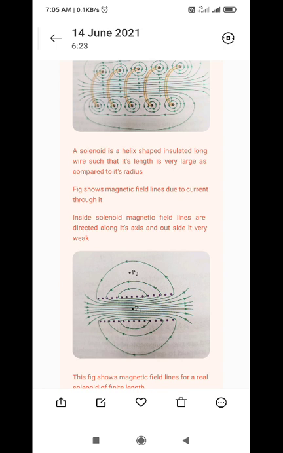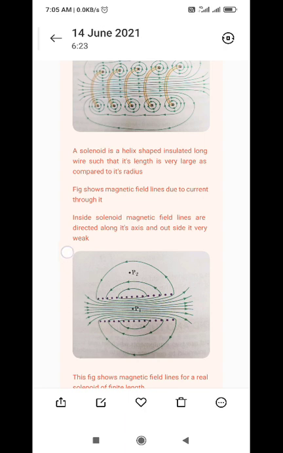Inside the solenoid, the magnetic field is uniform. Except at the edges, we may take all the lines as uniform, whereas outside the field cancels and is nearly equal to zero, or negligible. You see a few lines, and this solenoid's length is very large as compared to its radius.